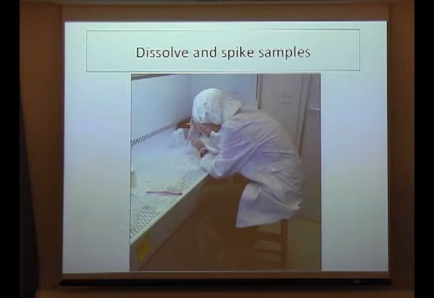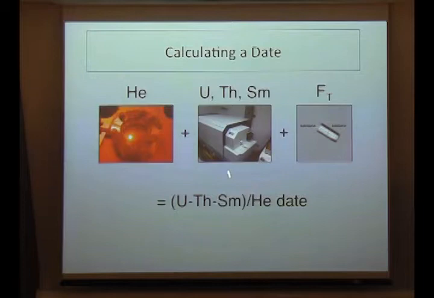And once we have all of these things, once we have the amount of helium from the packet that we heated up, and the amount of uranium, thorium, samarium using a solution ICP-MS, and then apply a few corrections, we can get a uranium, thorium, helium date.